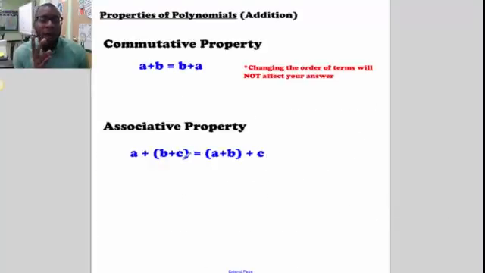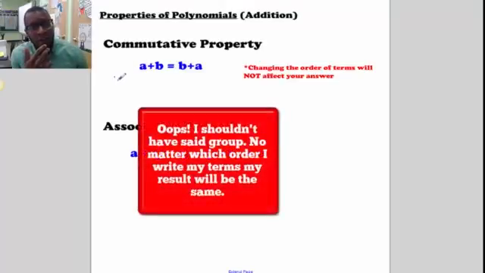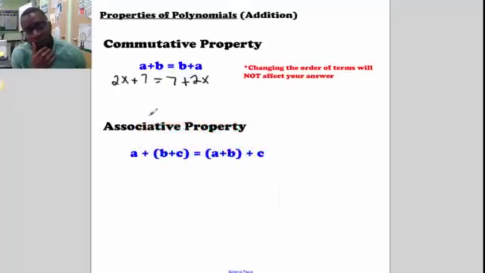Okay, now when we're adding polynomials, there are two properties that we want to keep in mind. We want to keep in mind our commutative property of addition and our associative property of addition. And commutative property, remember, says that no matter which way I group my terms, when I add them, I still get the same result. So for example, if I had 2x plus 7, this would be the same polynomial as if I wrote it 7 plus 2x.